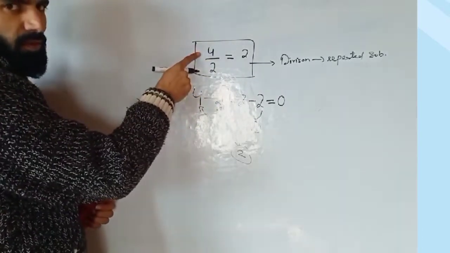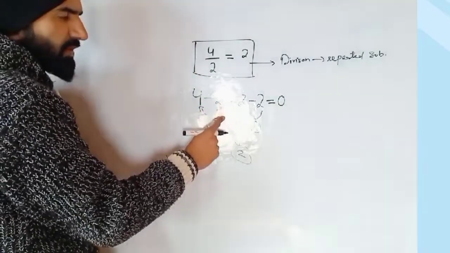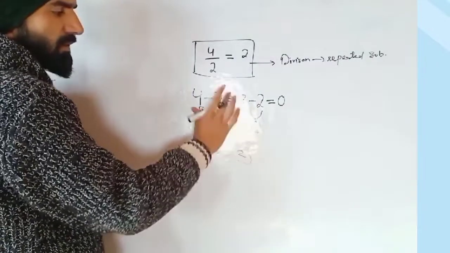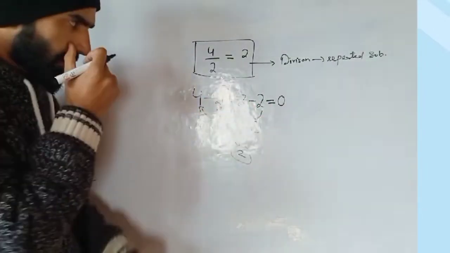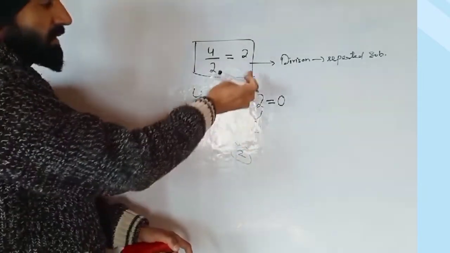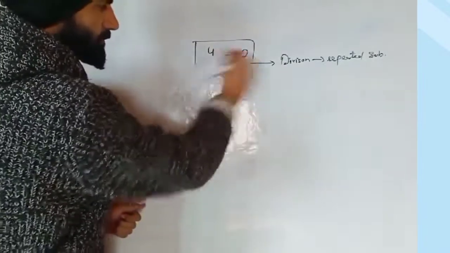Here the numerator was 4, and I had to subtract 2 from it. I did the subtraction 2 times. When I did the subtraction continuously 2 times, I reached the point 0. So this is how many times 2 goes into 4, similar to the answer 2.